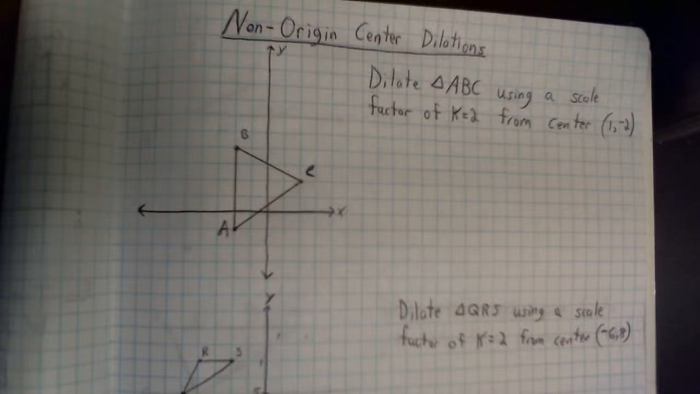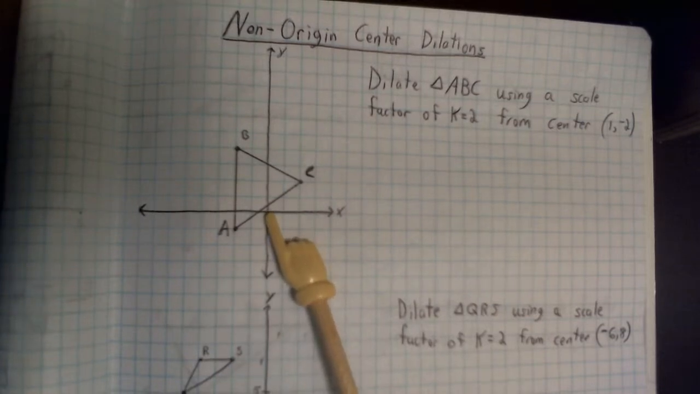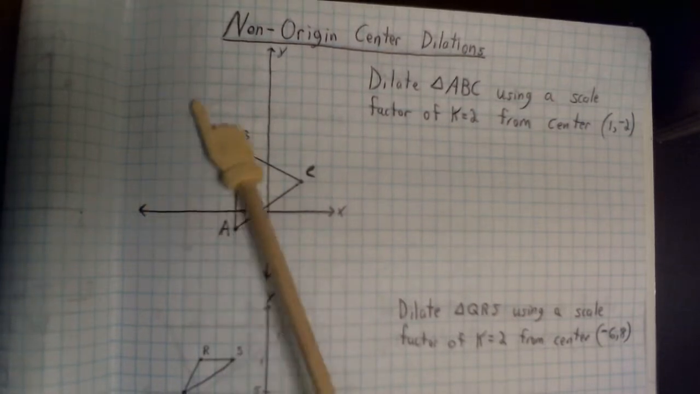Welcome back, everybody. The topic for this lesson is non-origin centered dilations. What that means is that we're going to be dilating a figure like we have done before. However, this time we're going to be going from a point that's not the origin. We're going to be going from somewhere out here.